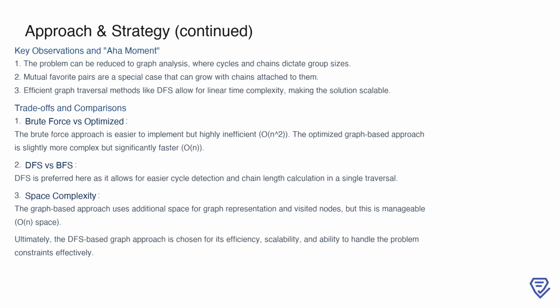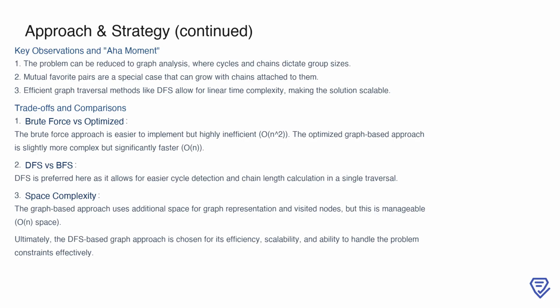Now, let's highlight some key insights that make this approach work. The first observation is that the problem fundamentally reduces to graph analysis. Cycles and chains in the graph determine the group sizes, and understanding these structures is crucial. Another important insight is that mutual favorite pairs are a special case. These pairs can grow by attaching chains to them, so handling them separately is vital for maximizing the solution.